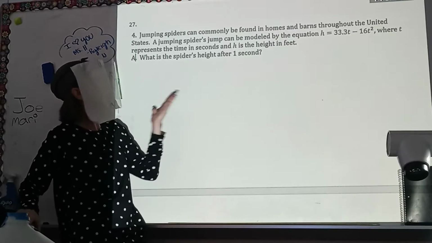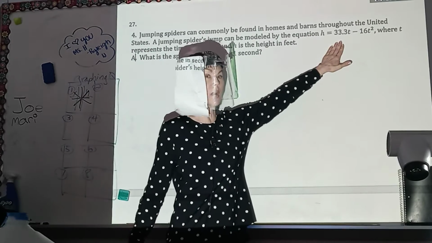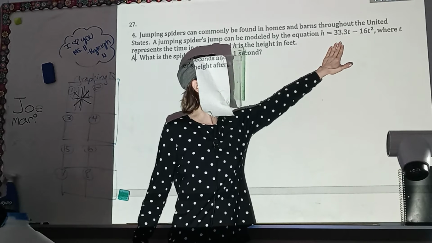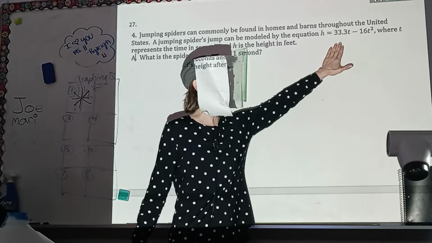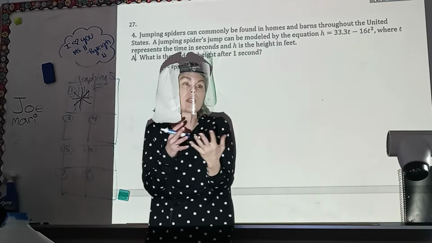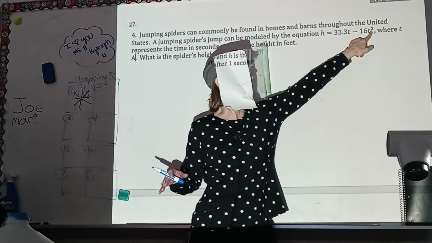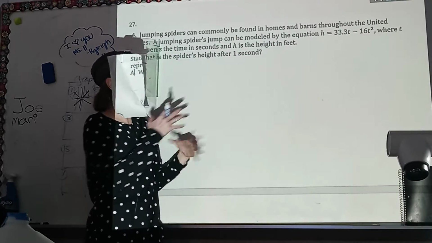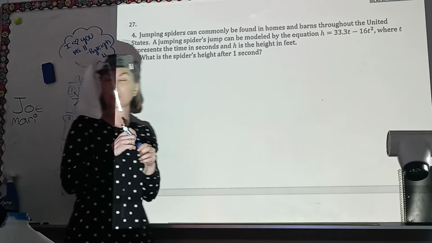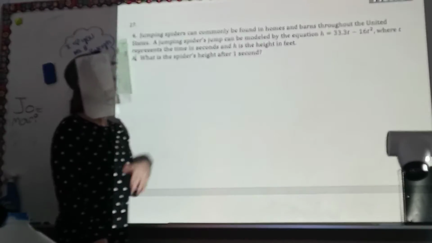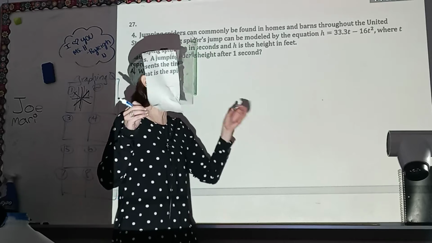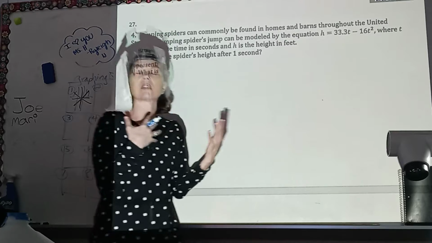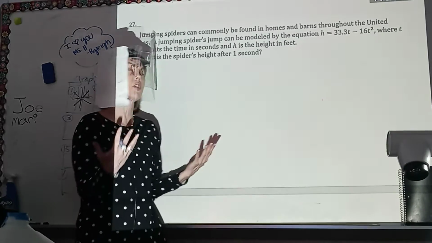And when I originally looked at this, obviously my eyes went straight to this equation. H equals 33.3t minus 16t squared. And since we're doing the unit on quadratics right now, which is appropriate, I knew that we were dealing with a function or a quadratic. So it's really good, when you see things in the question that pop, that draw your attention, try to capture things that you already identify with from what we're learning in class.